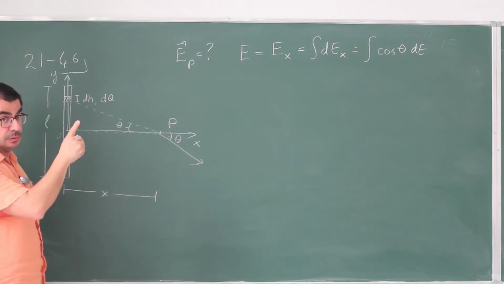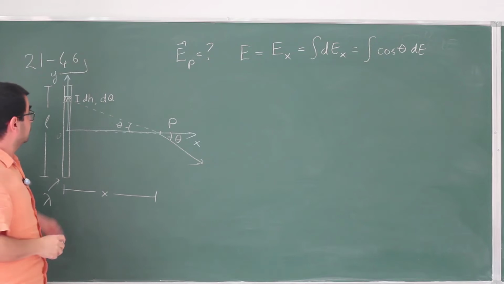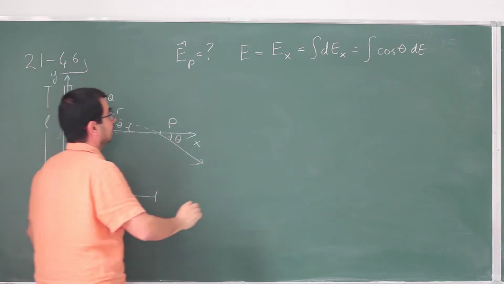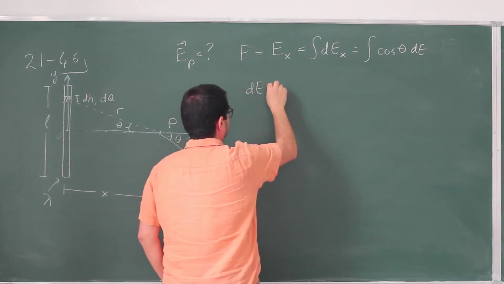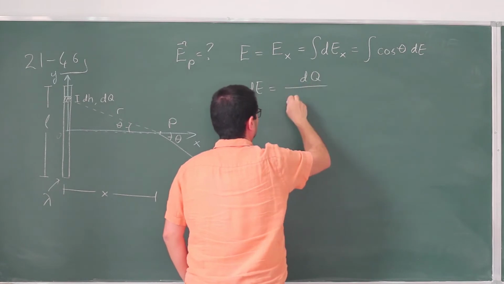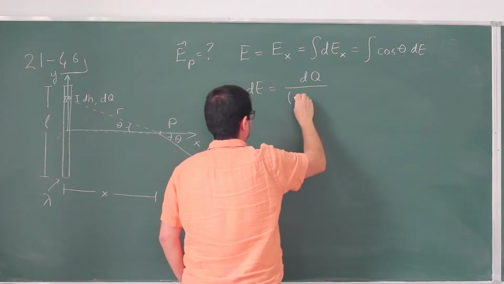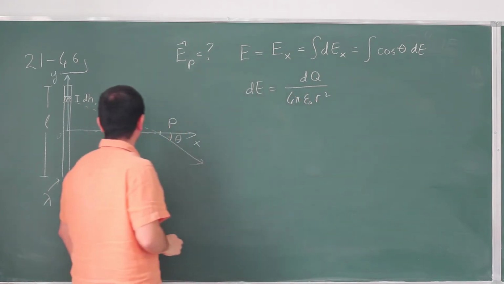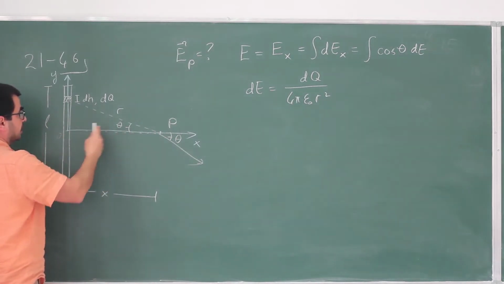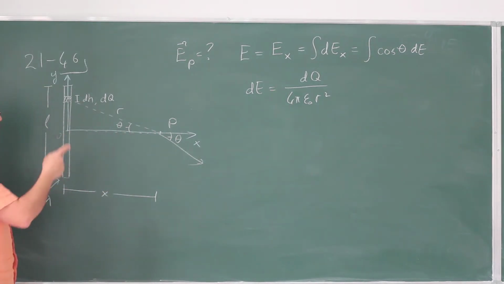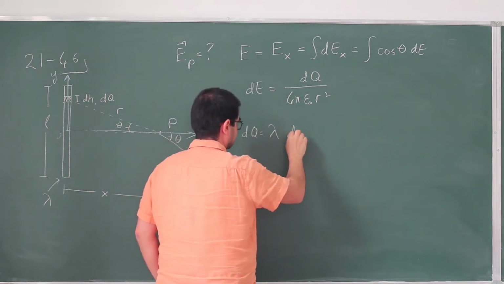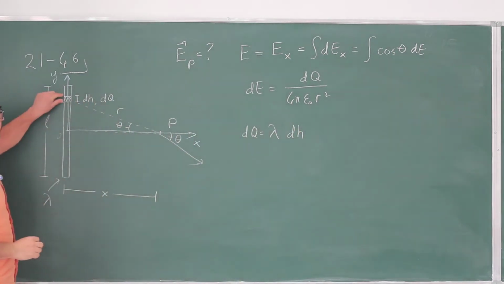Okay, now I need to write that dE in terms of this contribution from this charge, and for that I will need a distance. Let's call this distance r, and that dE is going to be dq divided by 4 pi epsilon naught r squared, and that r squared we are going to express in terms of our variables, right? And there's this issue of expressing dq. Now what's that? dq is going to be some lambda times the length of this little piece.